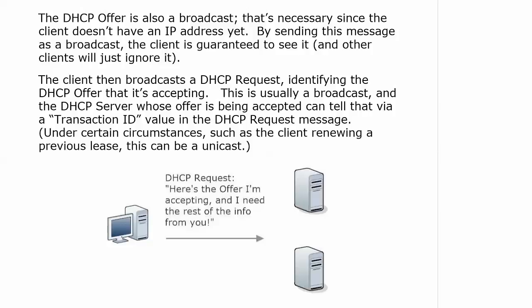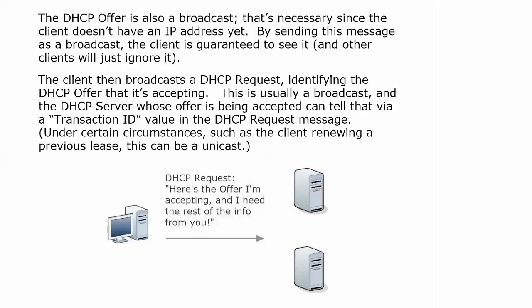Now, the client then broadcasts a DHCP request, and it's identifying the offer that it's accepting. This is usually a broadcast, not always. It's usually a broadcast, though, and how the DHCP server knows that guy's accepting my offer is that there's a transaction ID value in the request message.